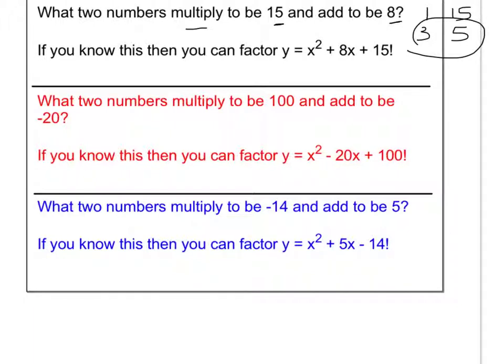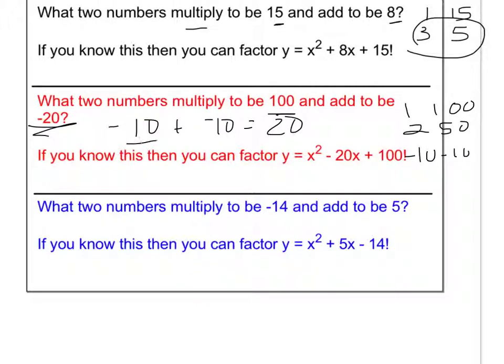Next question. What two numbers multiplied to be 100 add up to negative 20? So we start thinking we've got 1 and 100, 2 and 50. I think we're going to have to think of numbers that are closer together. We know 10 times 10 would give us 100. If we made them both negative, that would give us positive 100, but add up to negative 20. So our two values are negative 10 and negative 10.